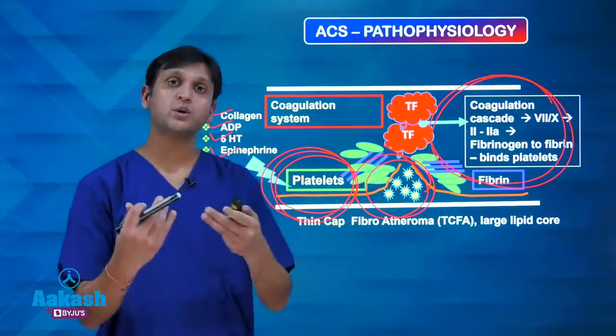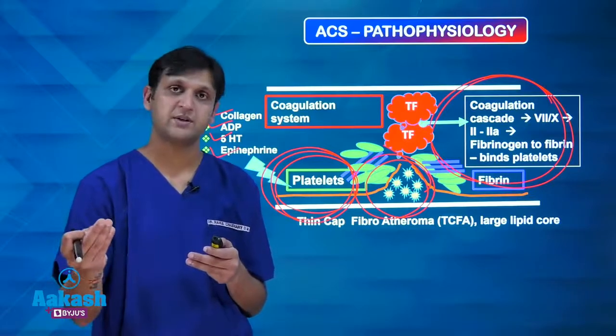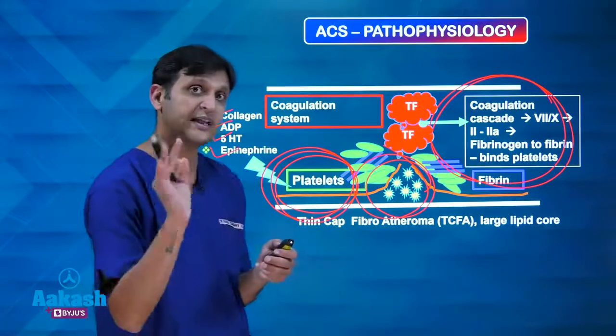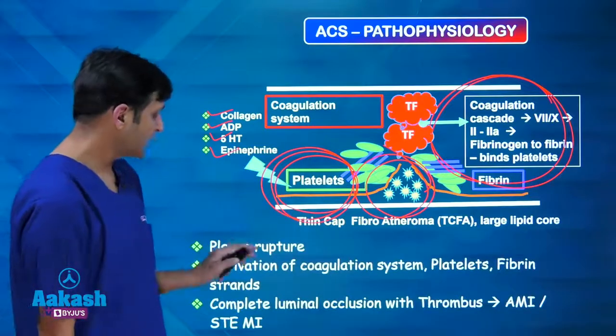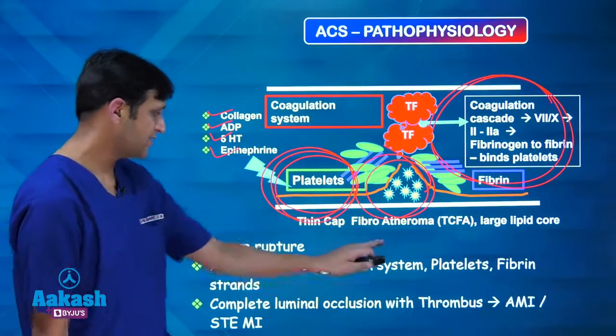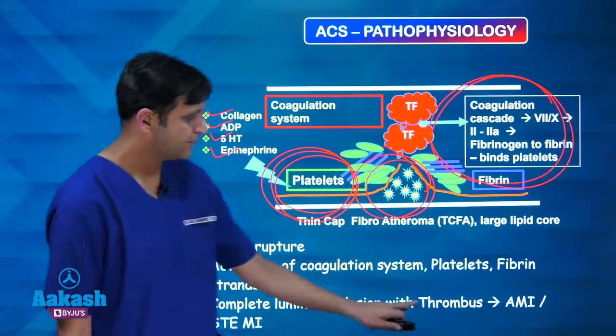Whenever the luminal occlusion is not complete, the result is non-ST elevation myocardial infarction. Fine. Now, let us see what are the therapies available for management of ACS. So, what are the players? You have coagulation system, platelet and fibrin, fine. And when does STEMI occur? When you have a complete luminal occlusion.